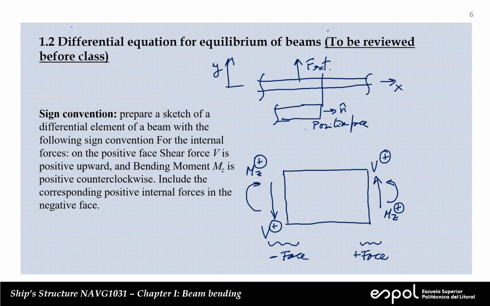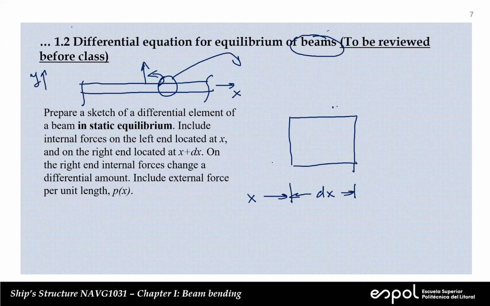Since this is a negative face, we are going to include the positive internal forces. So we have a shear force V at position X, and a bending moment here. Now, this is X. If we move from here until here, a distance dx, these two internal forces have changed. So on the right-hand side, we assume them positive because we do not know them, but we have to consider that they have changed. Similarly for the other.